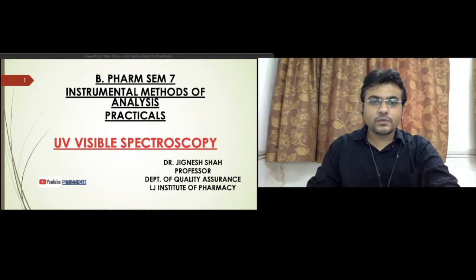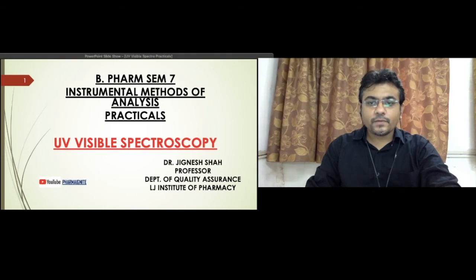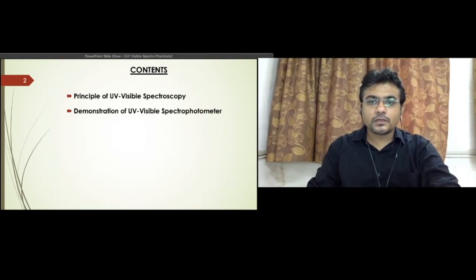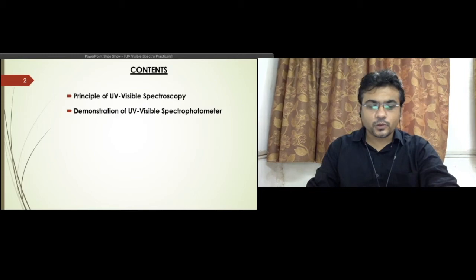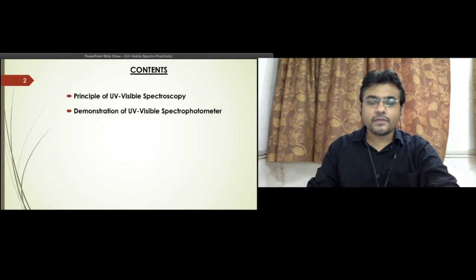Today we will be focusing on the practical of UV visible spectroscopy. We have already gone through the theory of UV visible spectroscopy during our theory classes. The contents which we will be going through today in the practical will be the principle of UV visible spectroscopy, followed by demonstration of UV visible spectrophotometer.